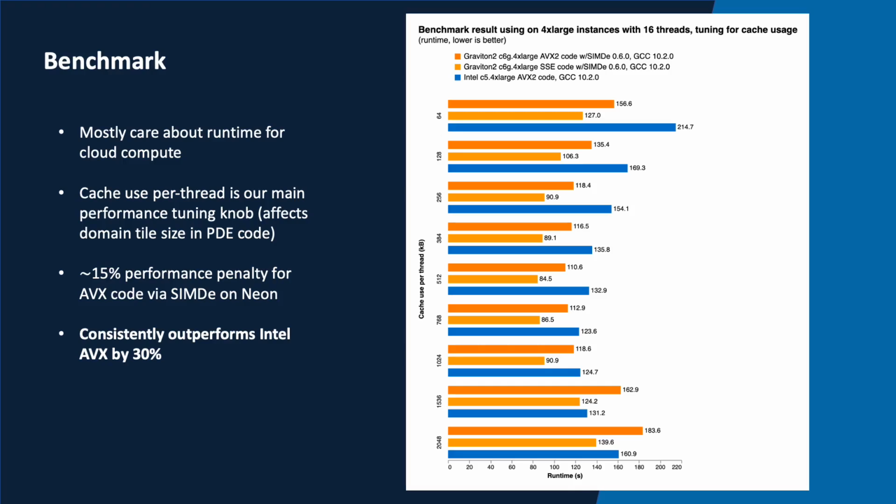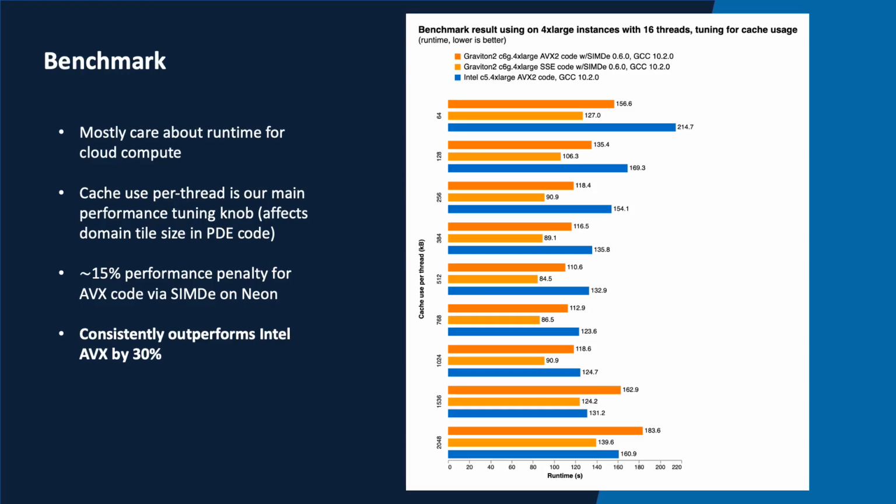Okay, so up to the benchmarks. You mostly care about runtime, right? Because we are a commercial enterprise here, and we're running on a cloud. So faster compute means cheaper cost for us, because we pay by the hour for this compute.